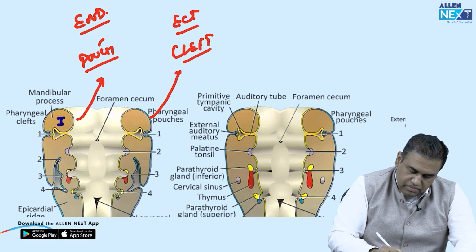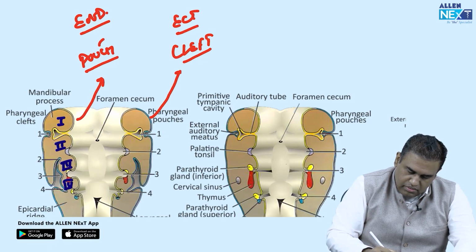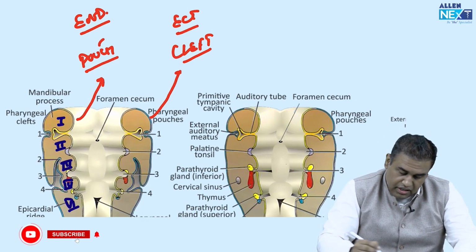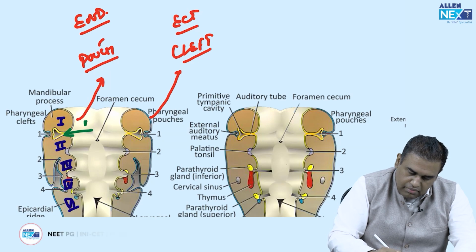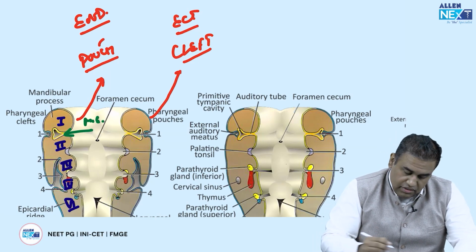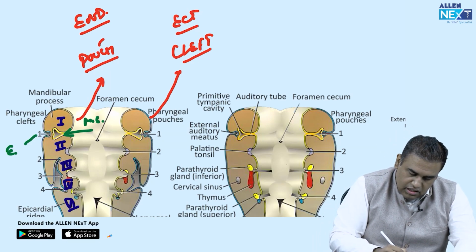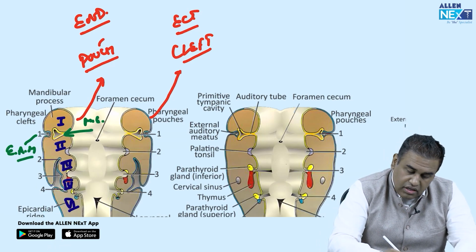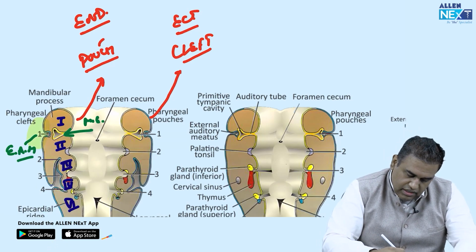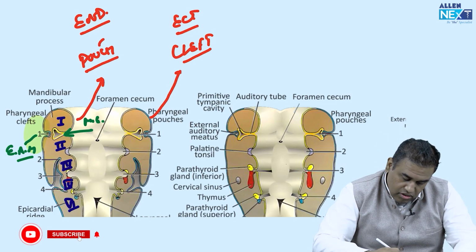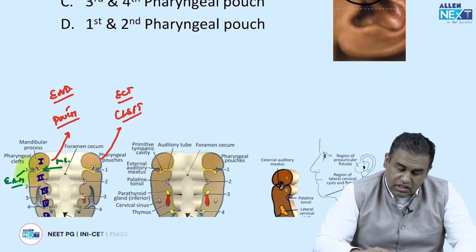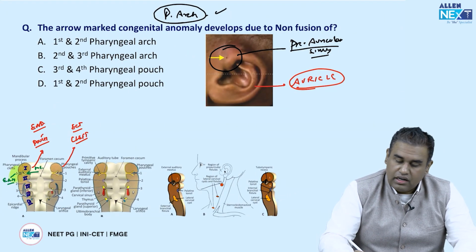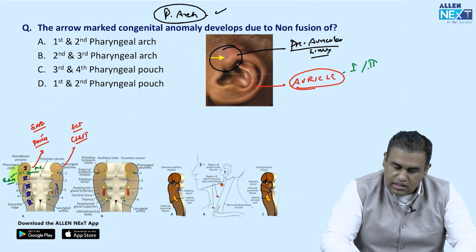This is the first arch, that is the second arch, this is third, that is fourth, and this will be the sixth arch. Fine. Now if I put a green arrow over here, this is the middle ear, M.E. Therefore this one over here is the external auditory meatus. If you have seen the external auditory meatus, you know this is the area for the auricle. So where is this auricle coming from? First and second arches.